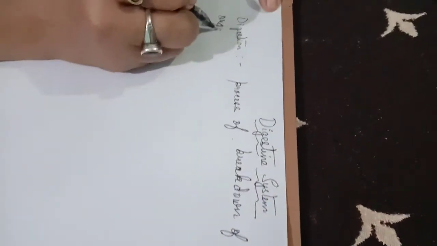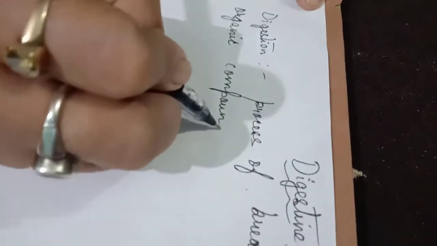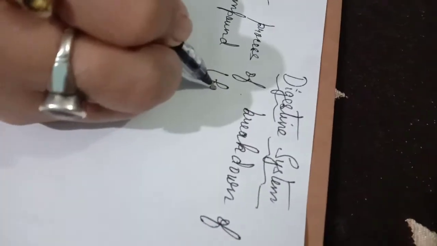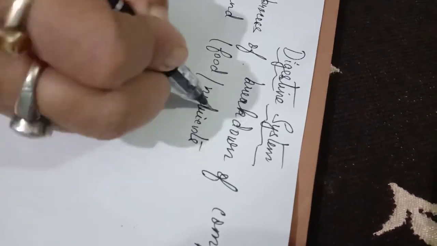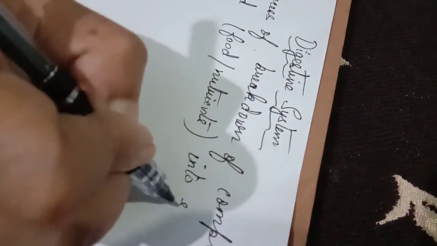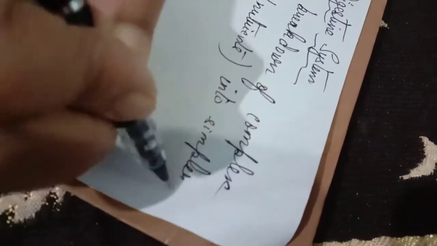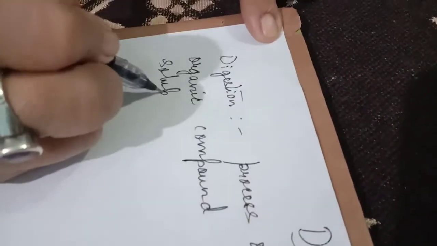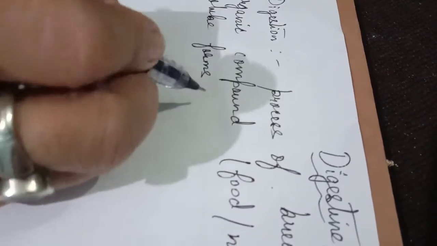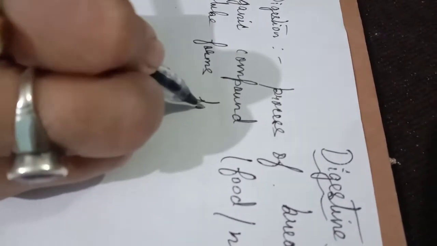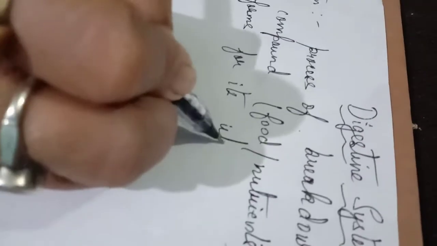It is the process of breakdown, in simplified terms, of complex organic compounds, that is food, which is in the form of food or nutrients, as you can say, into simpler soluble forms, for its utilization.